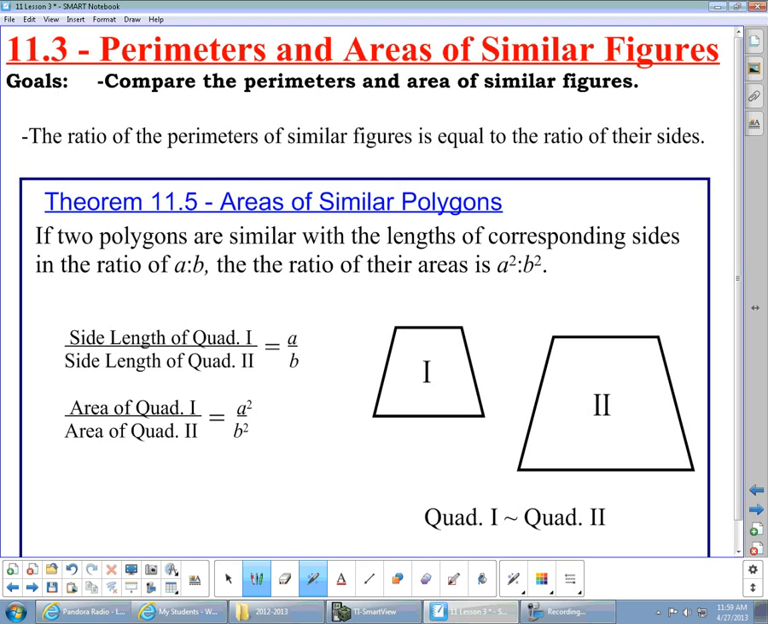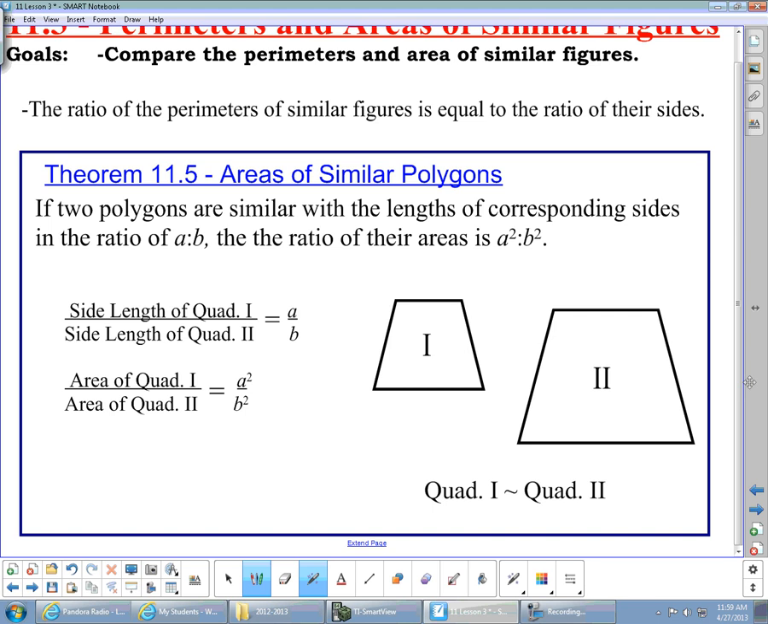There's also another little bonus thing here: they actually have to be similar. As you can see in the bottom right there, quadrilateral 1 would have to be similar to quadrilateral 2. Otherwise, there's really no relationship talked about, because we're talking about similar polygons.